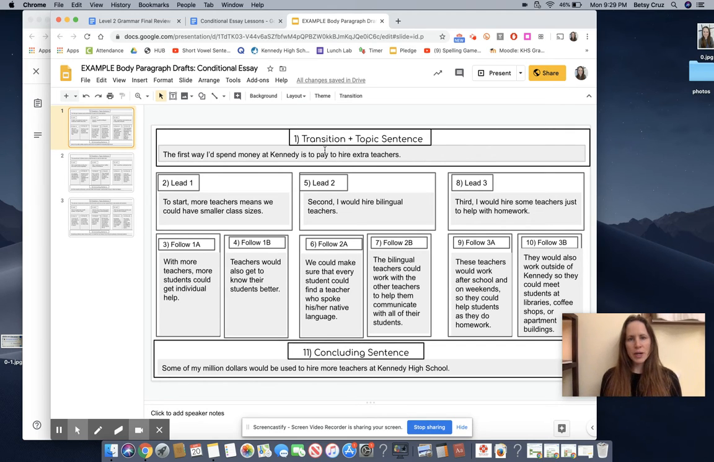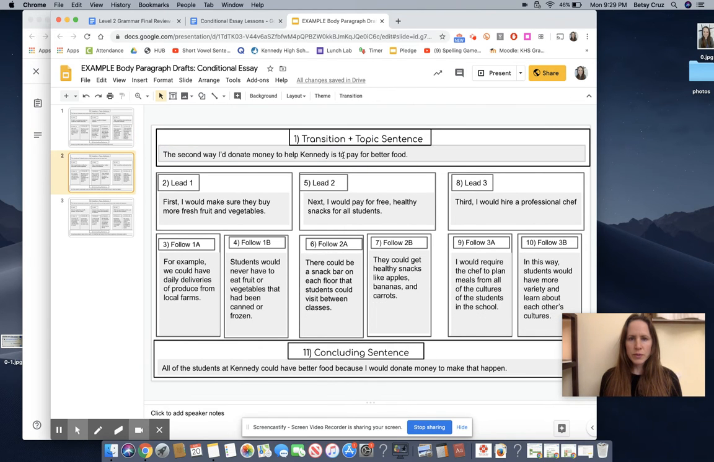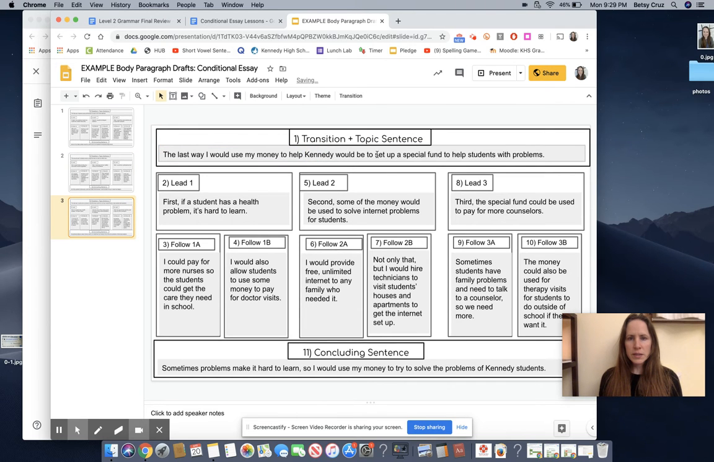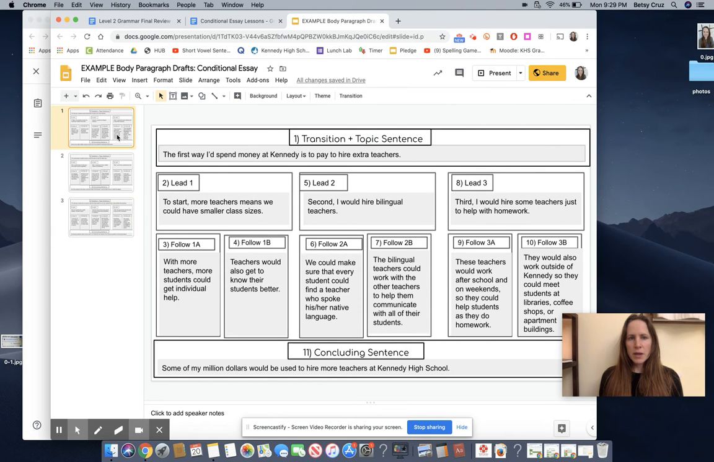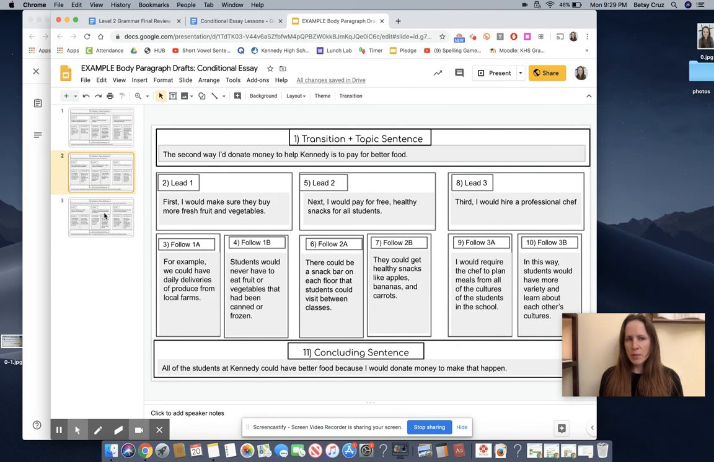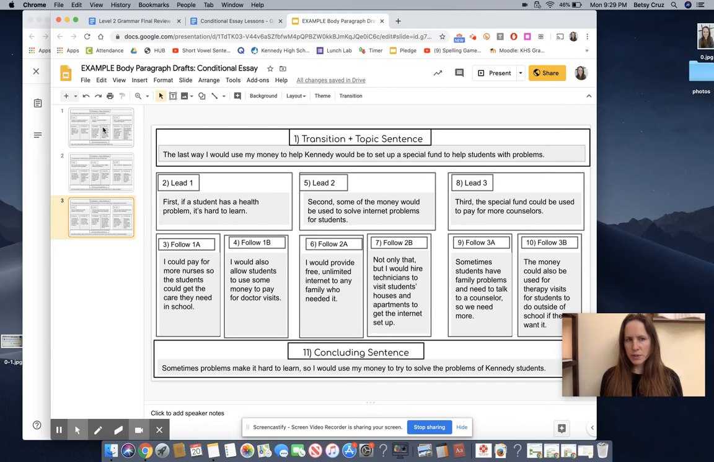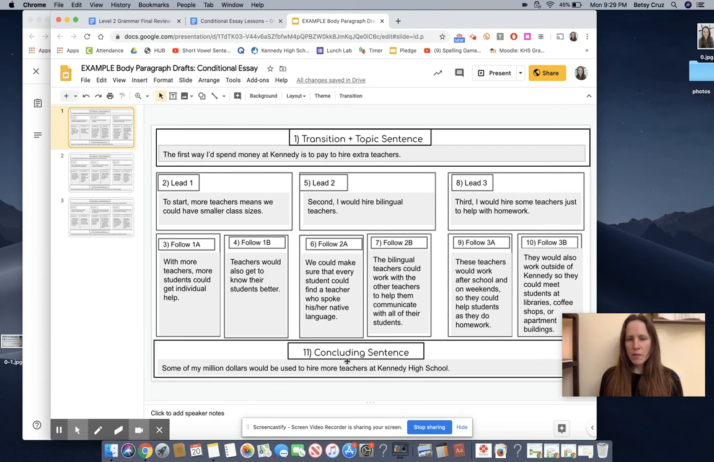And then the last part is, what is the topic of this paragraph? So in this paragraph for me, hire extra teachers for body paragraph 1. Body paragraph 2 is pay for better food. Body paragraph 3 is set up a special fund to help students with problems. It might help you today to just go ahead and do your topic sentence for each paragraph since we're talking about it right now. Remember, for the concluding sentence, you're going to say the same idea as the top box, the topic sentence. Just change the words.